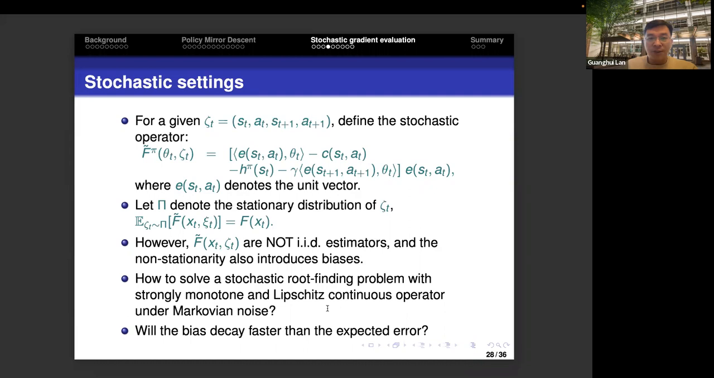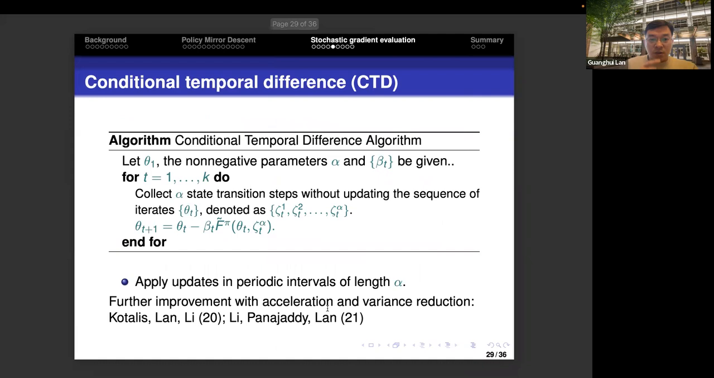It turns out that we will be able to do that by using a simple algorithm called the conditional temporal difference algorithm. This mimics the gradient descent method. Basically, you move along this stochastic operator direction at each iteration. We are going to apply periodic updates, that means once you have observed alpha state action pairs, then you make an update.